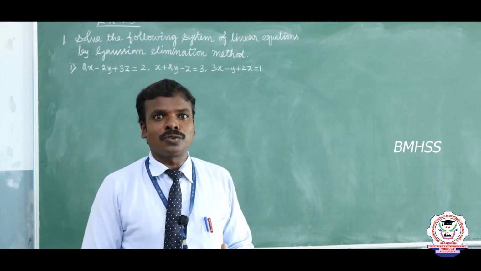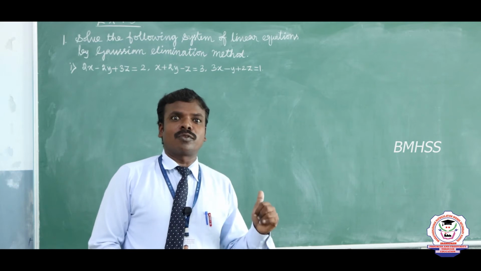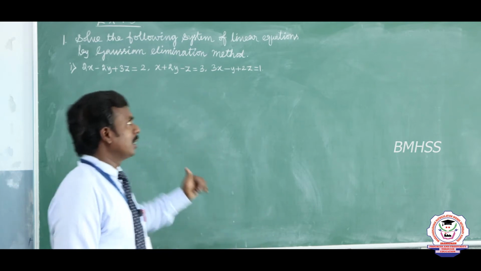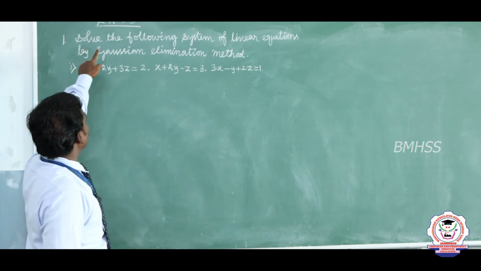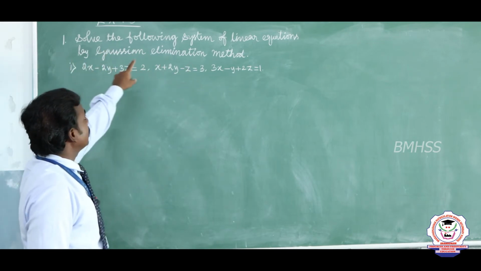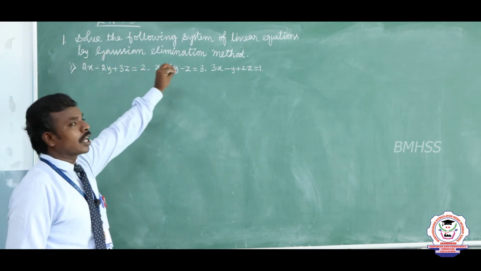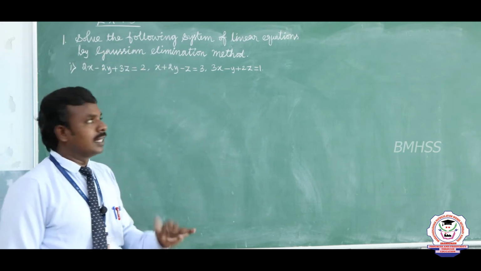Now I am going to continue 12th mathematics. Chapter number 1, exercise number 1.5, question number 1. In question number 1, they are asking you to solve the following system of linear equations by the Gaussian elimination method. Listen dears, they are asking you to use the Gaussian elimination method. That is very simple. Listen.